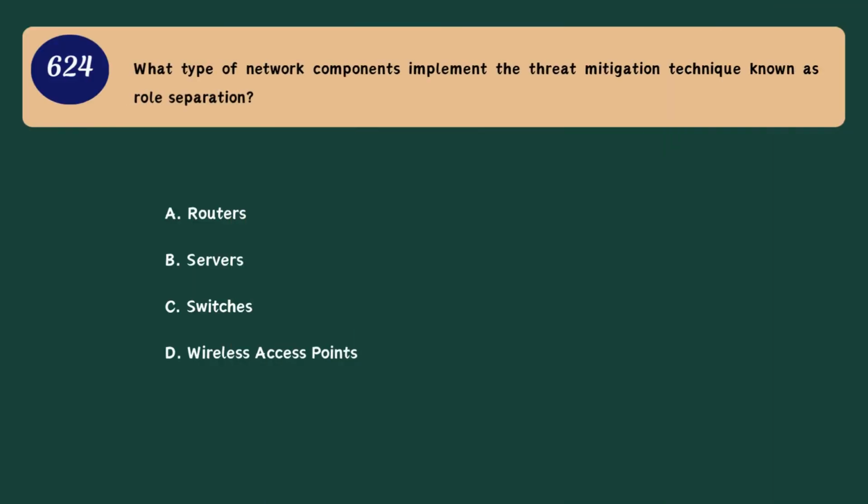Question 624. What type of network components implement the threat mitigation technique known as role separation? A. Routers. B. Servers. C. Switches. D. Wireless access points.